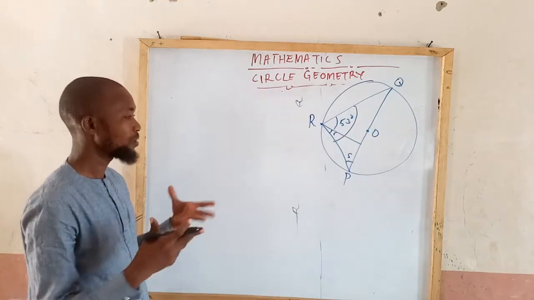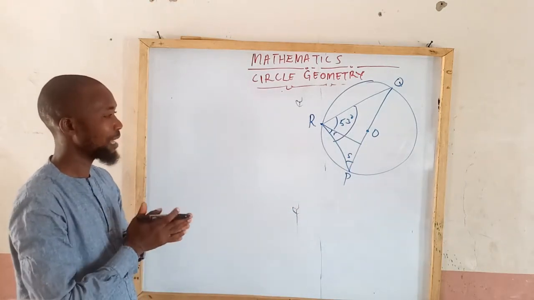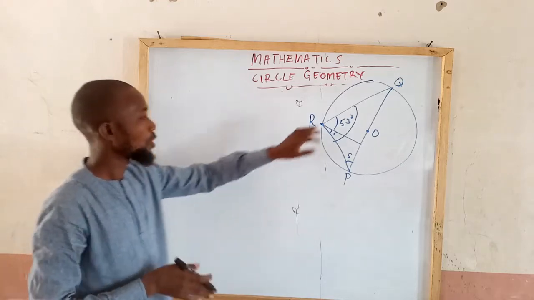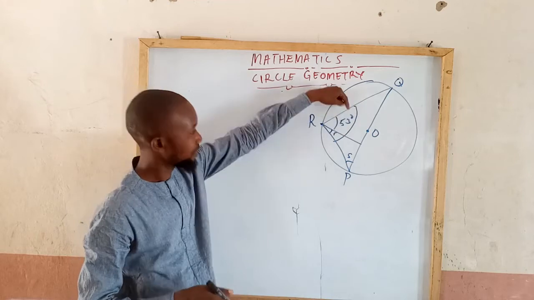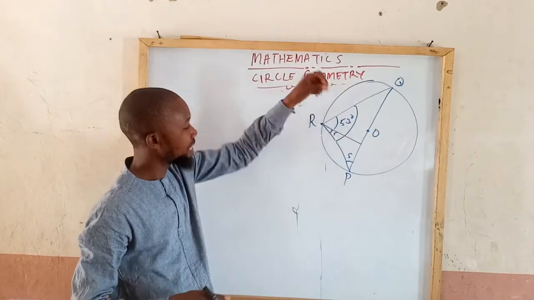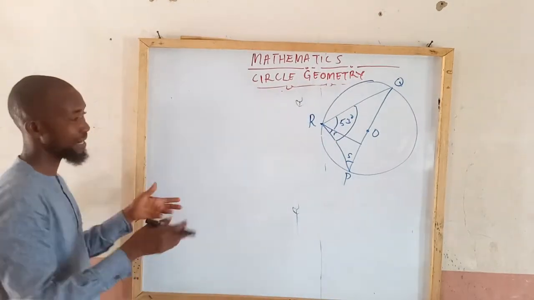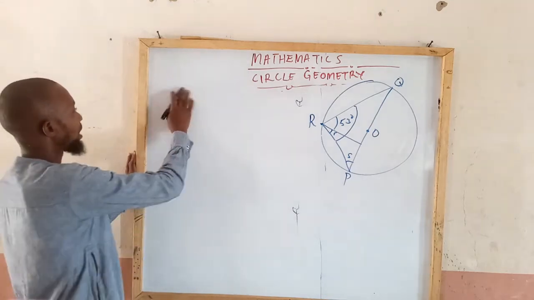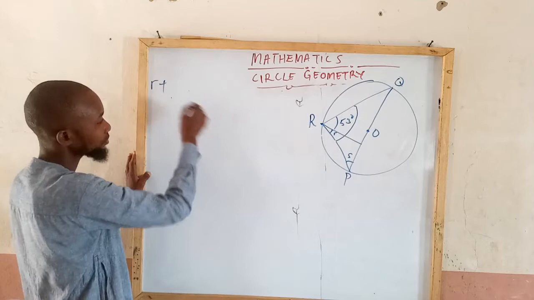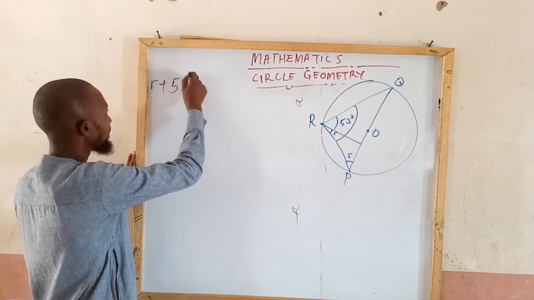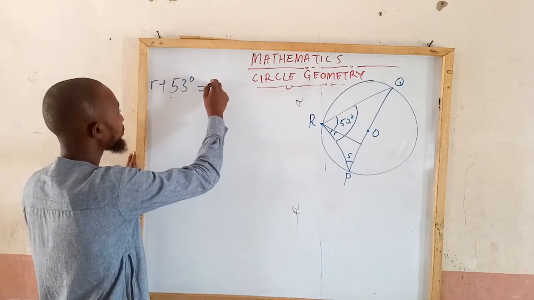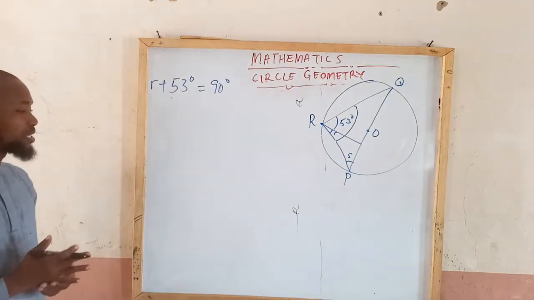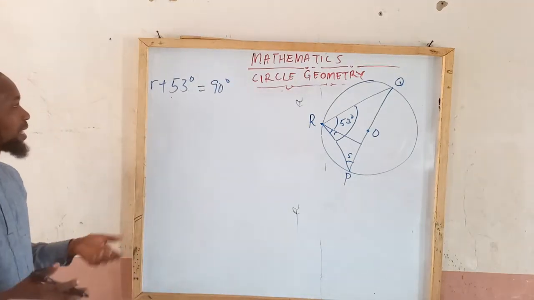The value of all angles there, at times it may be one angle, it might be 2 angles, it might be more than 2 angles. So the combination of all the angles here, that is the movement from here down to here, is what? 90 degrees. And that is what we call the angle in a semicircle. So you can say that R plus 53 degrees here is equal to 90 degrees. The reason for this is that the angle in a semicircle is 90 degrees.